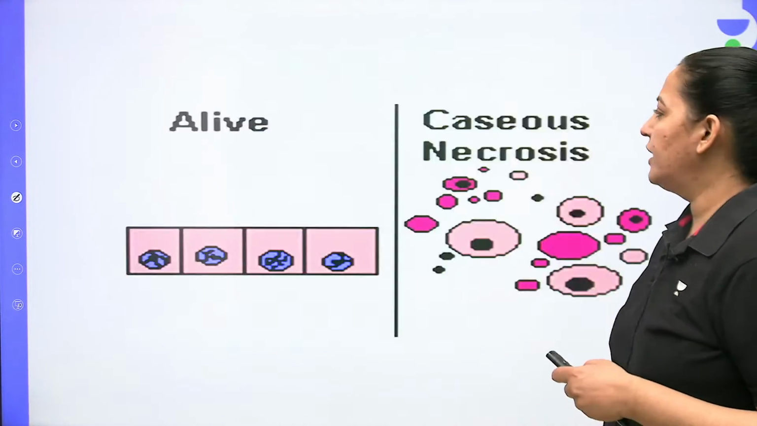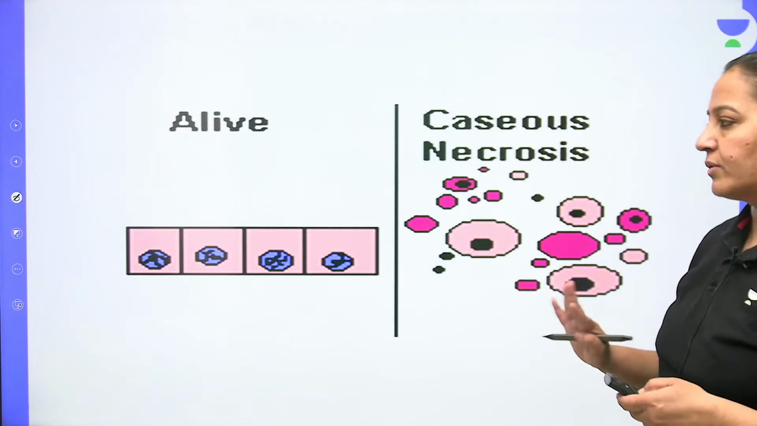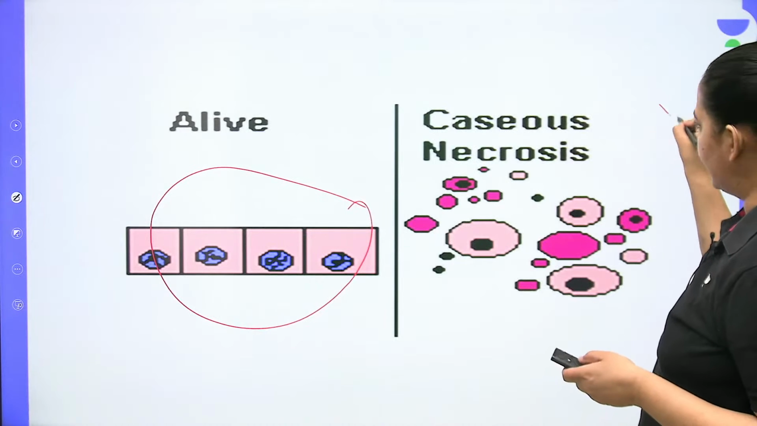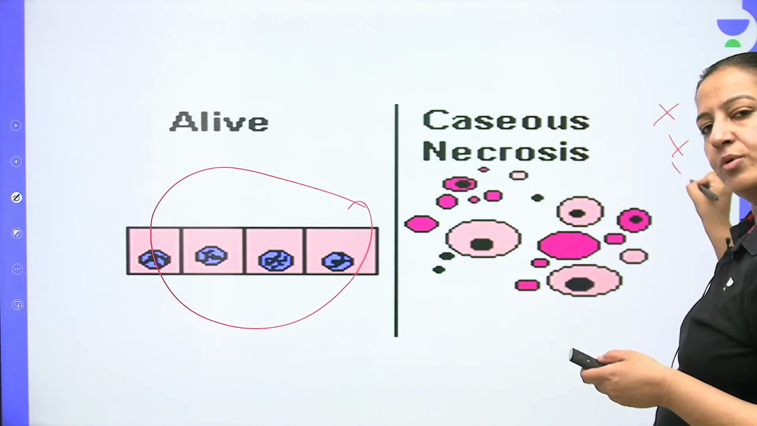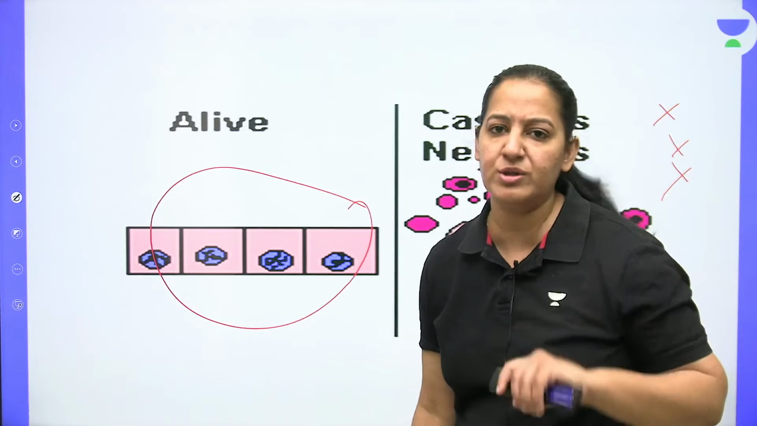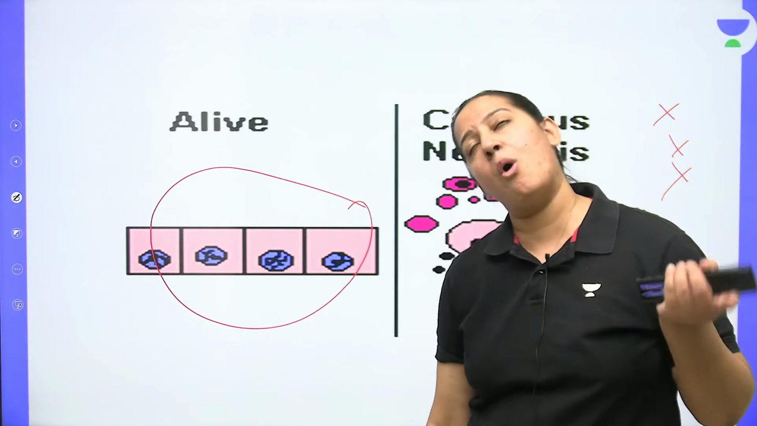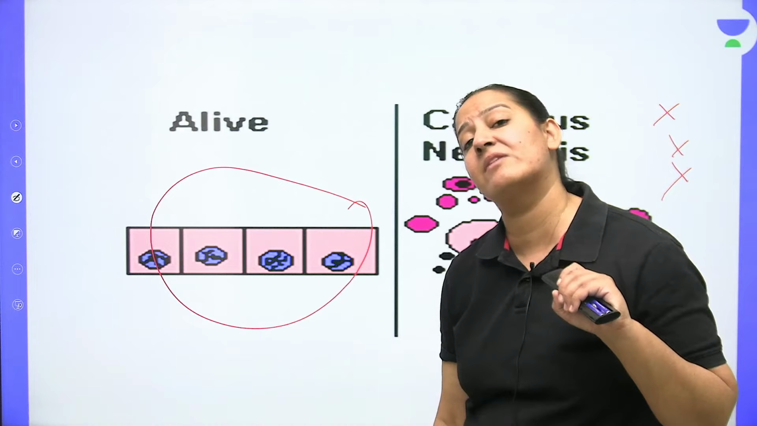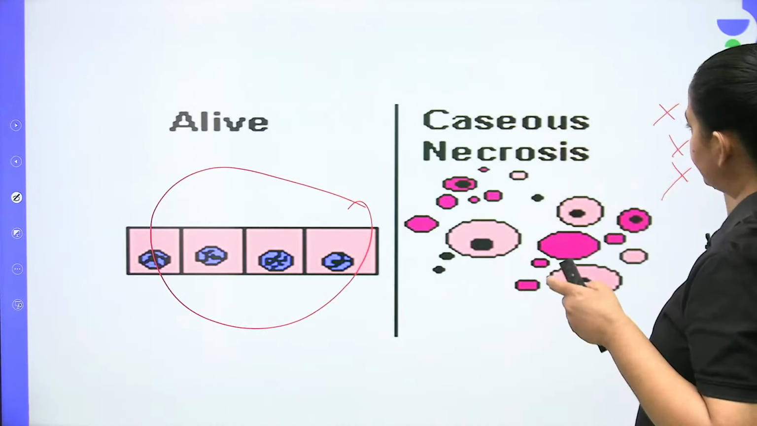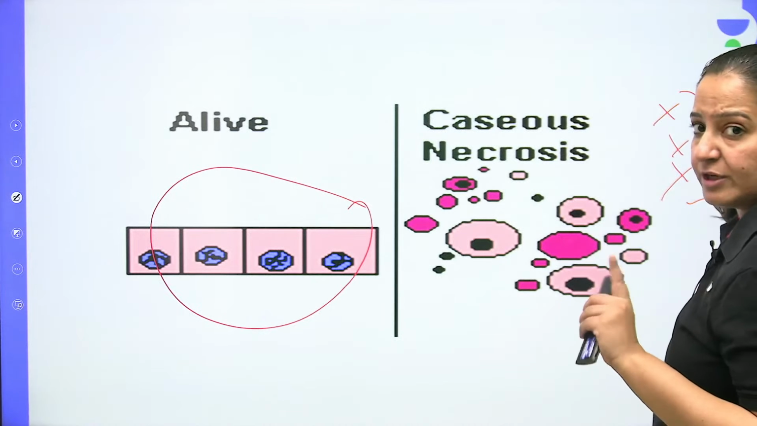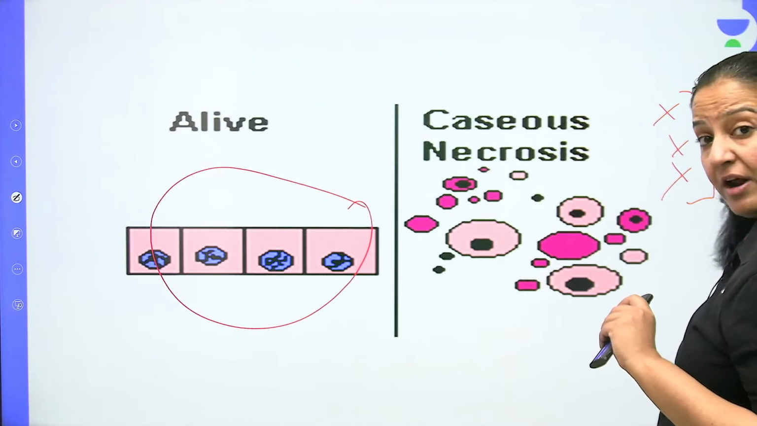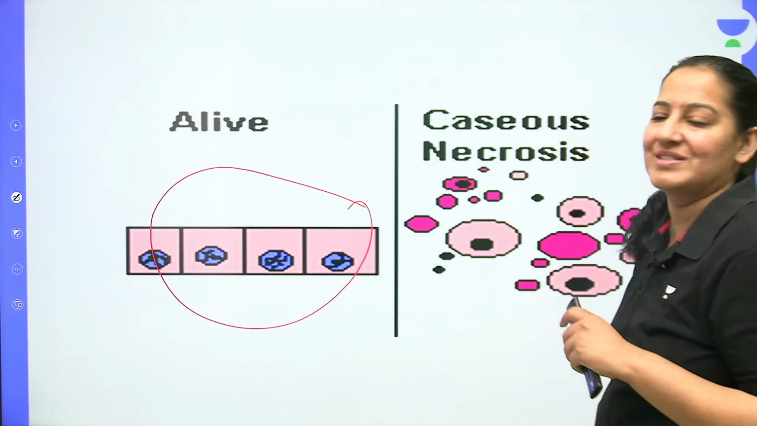What is the definition? Here also all three details are lost. Can you see a group of live cells here? No. The architecture is lost, cytoplasm is lost, nuclear details are lost. So you will say, ma'am, what is the difference between liquefactive and caseous? There also all three details were lost. In liquefactive, all three details were lost and the cell converted into liquefied debris. Here, all three details are lost, but the cell does not convert into liquefied debris. The cell converts into dry granular debris. That is the only difference. Give me a thumbs up.